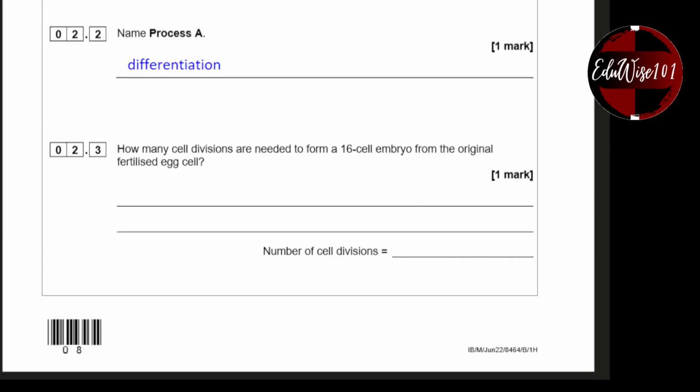How many cell divisions are needed to form a 16-cell embryo from the original fertilized cell? The easiest way is to simply write it out. So one cell, after one division, will become two. Remember, it multiplies or copies itself. Two of them will become four. Four becomes eight, and eight becomes 16. So that's your first cell division. Second cell division. Third, and your fourth. So you need a total of four cell divisions.